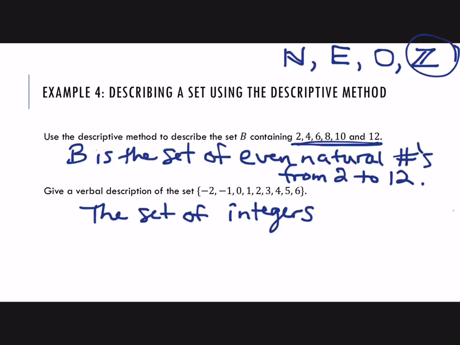So I could say the set of integers, and I'll use between this time. Okay, so think about the bookends for this set. The set of integers between -3 and 7. And you could also say from -2 to 6.